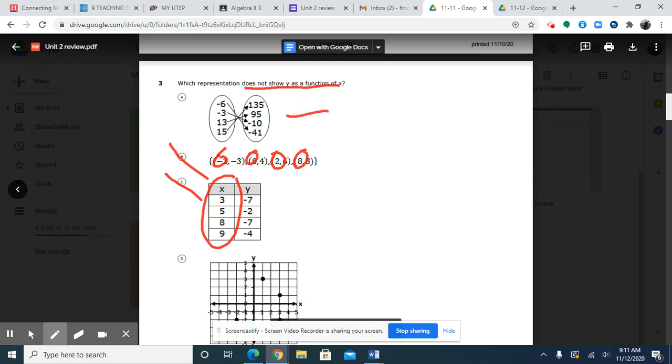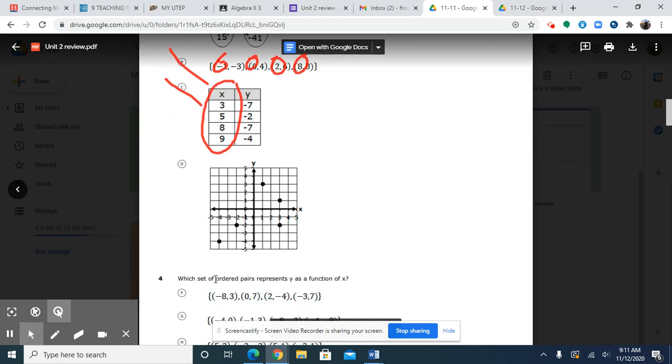Now with the mapping, it might be a little more difficult because what you're looking for is that each arrow points to one value of y. If we have two arrows coming out of an x value, then it wouldn't be a function. But in this case, each x value has its own arrow coming out, so that would be a function.